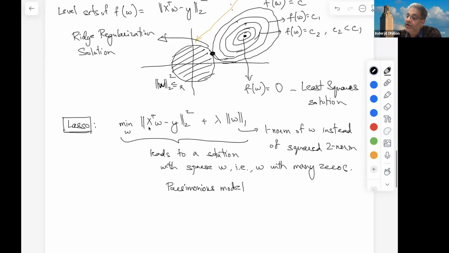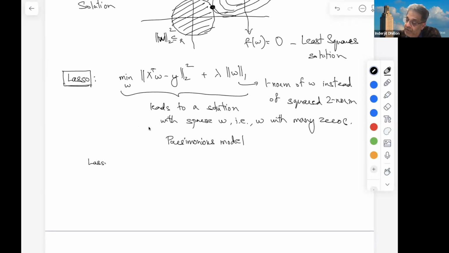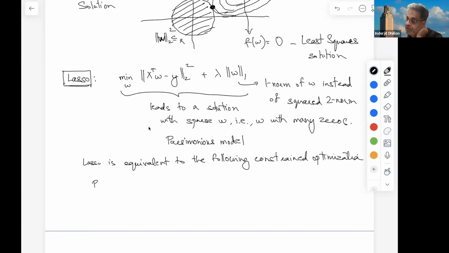And why is that? Now we can see that if I look at lasso, I can think of it as being equivalent to the following constraint optimization problem, the same thing that we did before: minimize the norm of X transpose W minus Y squared, such that the one norm of W is less than or equal to R.